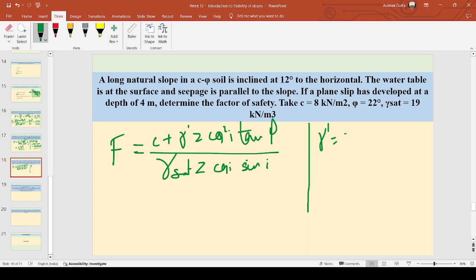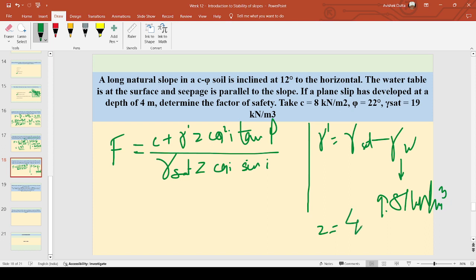will again be equal to gamma sat minus gamma w. Gamma w is 9.81 kilonewton per meter cube. Z will be equal to 4 meters. C equals 8 kilonewton per meter square. Gamma sat is given over here, 19 kilonewton per meter cube. The value of i is equal to 12 degrees, and the value of phi is equal to 22 degrees.